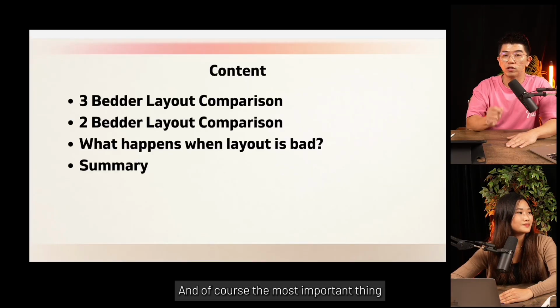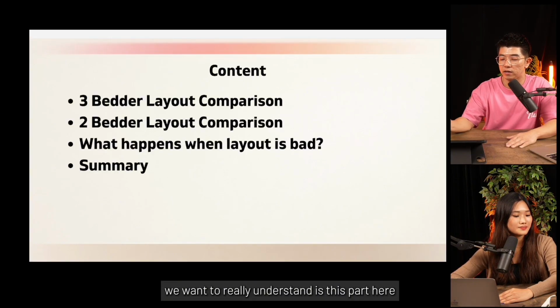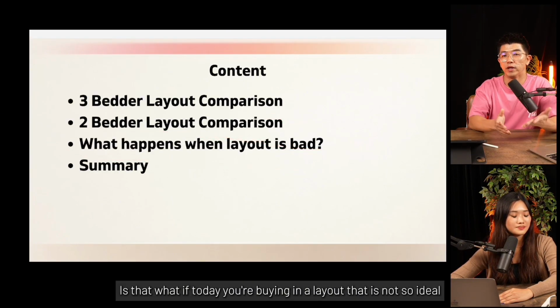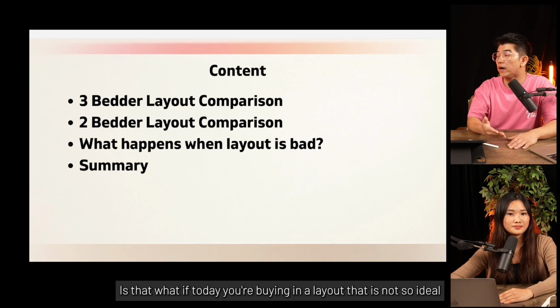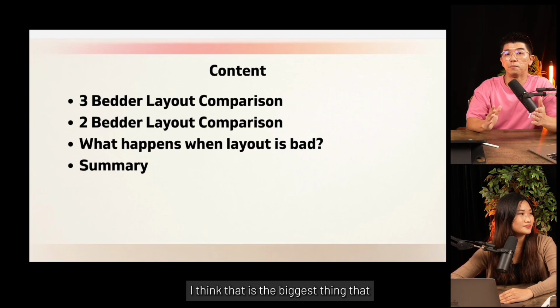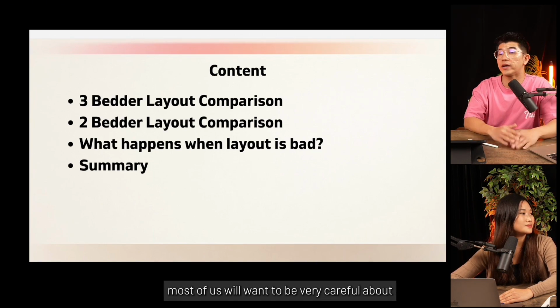And of course, the most important thing we want to really understand is this part here: what if today you're buying in a layout that is not so ideal? I think that is the biggest thing that most of us will want to be very careful about.